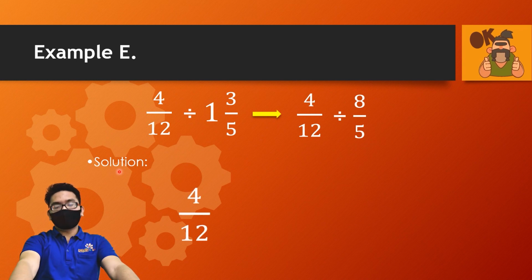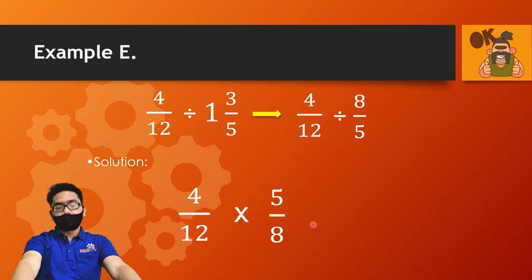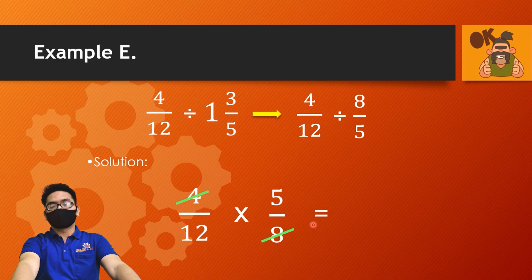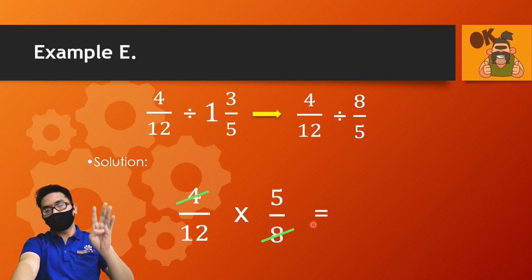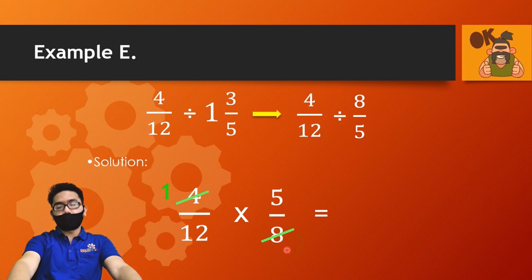4 over 12, keep, change, and then flip. Look for numbers that we can cancel. Let's try 4 and 8. We can cancel 4 and 8. Divided by what? Correct. Divided by 4. So 4 divided by 4 equals 1. 8 divided by 4 equals 2.